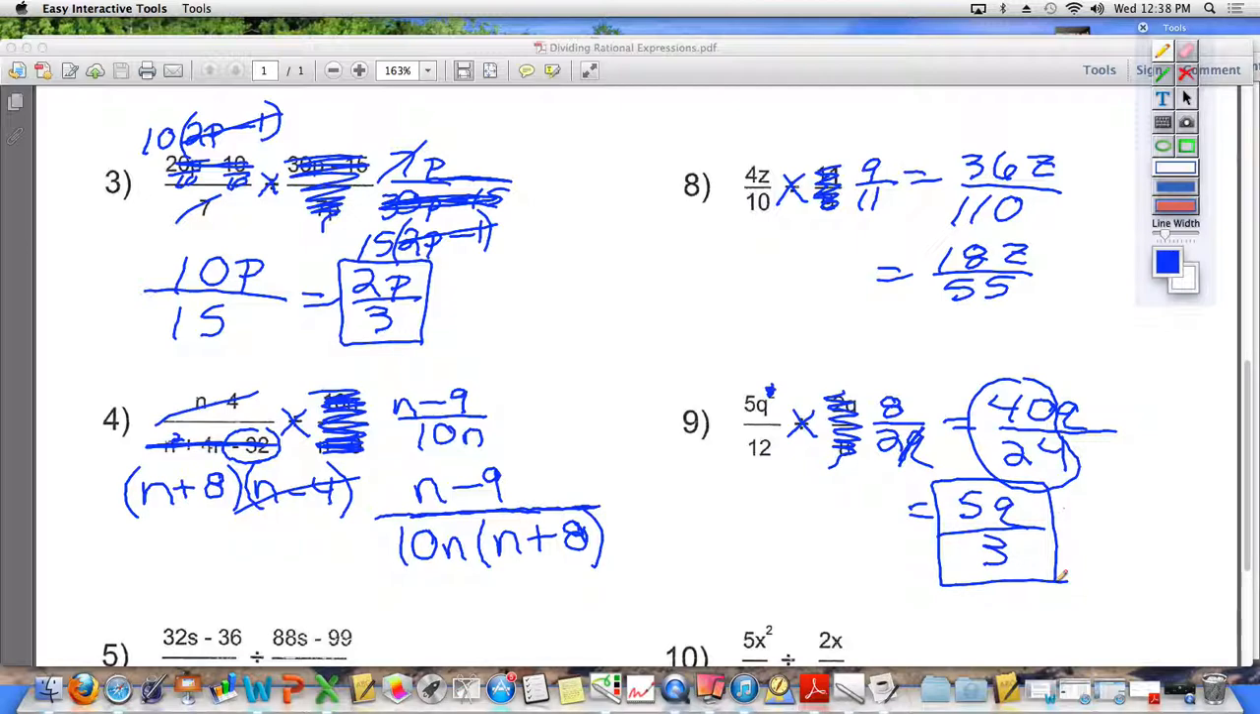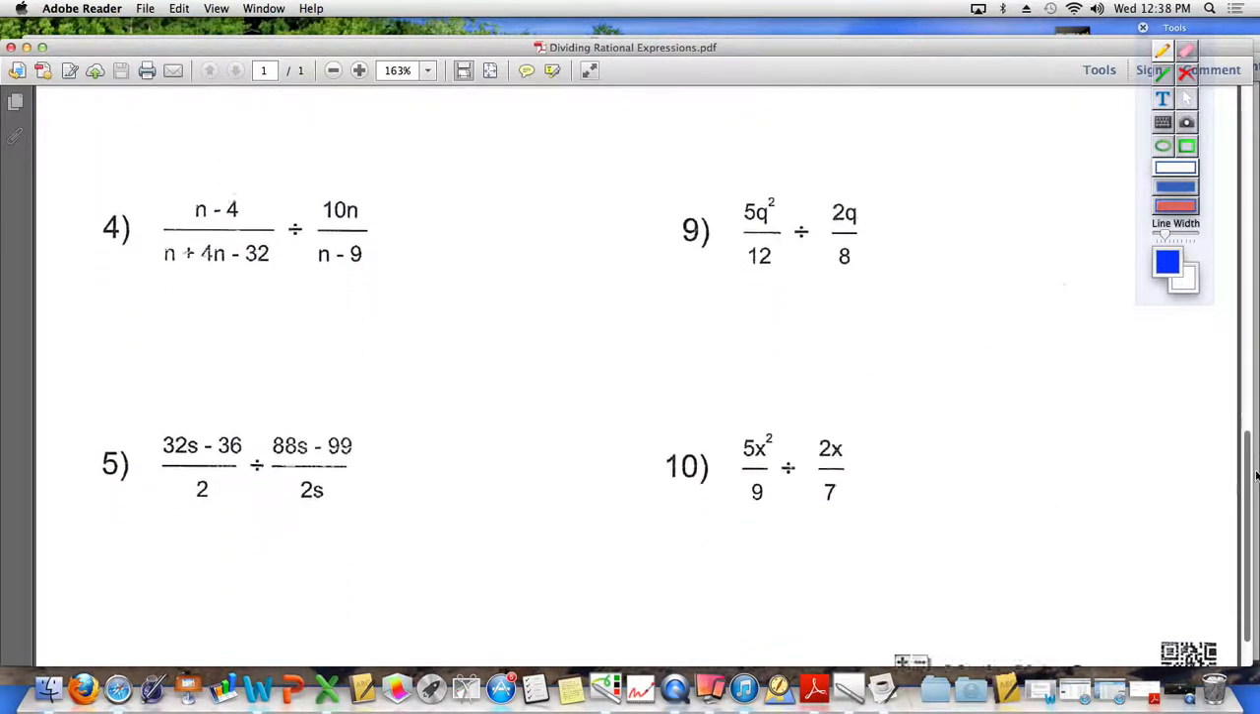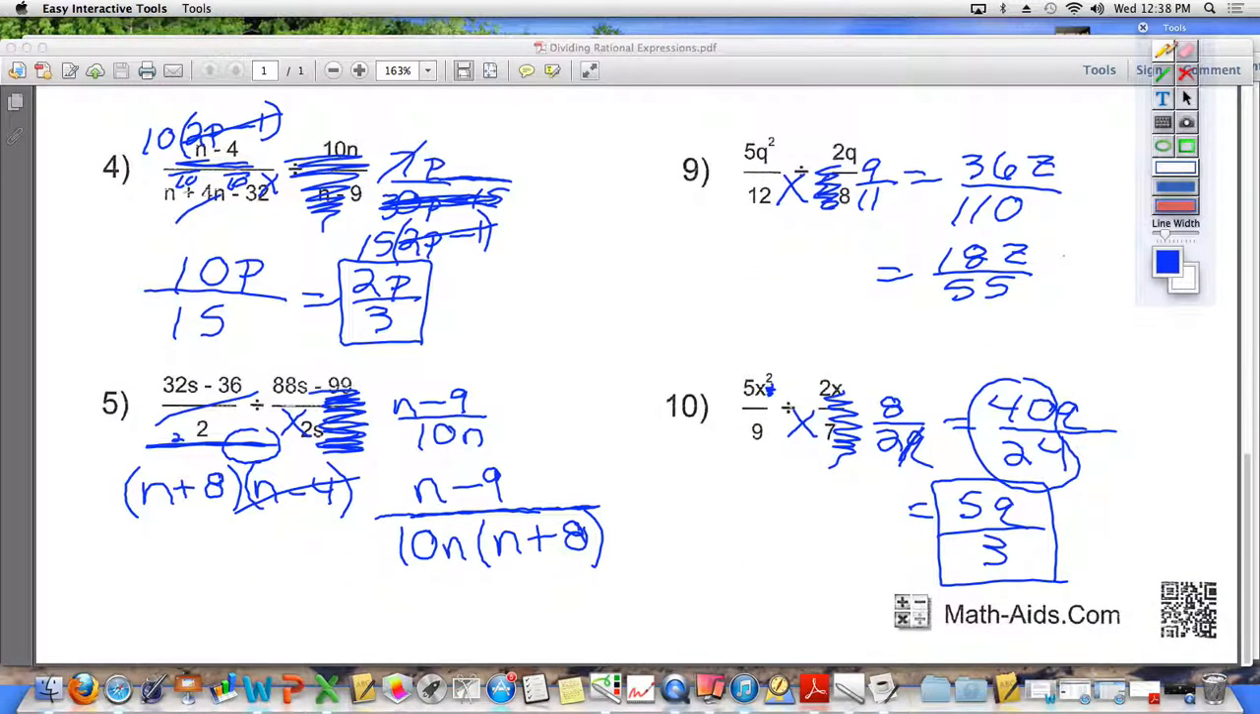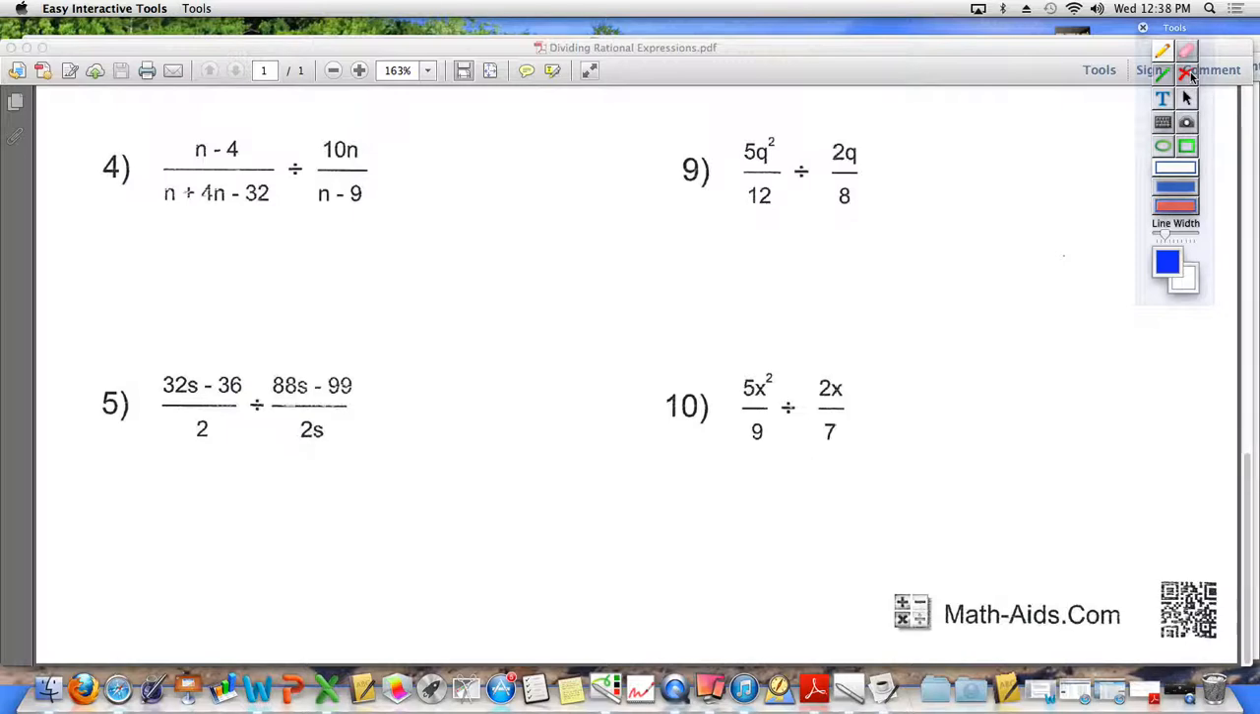Now we have 2 more, and then I'm going to stop talking. Change to a times. We have 32s minus 36 on the top, 88s minus 99 on the bottom. I am going to completely get rid of this. You can take a 2 out, Candy. 2 on the top and bottom, cancel those out.